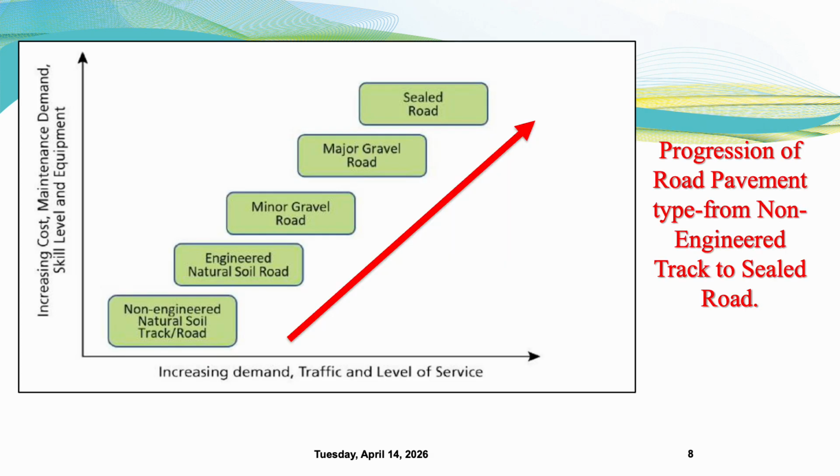Now, any road starts off with a track that is already there, made by people, mostly non-motorized traffic, and it's on natural soil, it's non-engineered. Typically for feeder roads, you move up the scale, you engineer the natural soil and provide a platform for a road that is wider than the track. That can be upgraded to a minor gravel road. And if there's enough money, that can go up to a major gravel road, depending on the economy and the need.